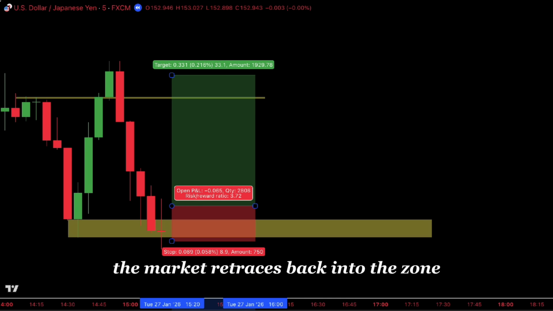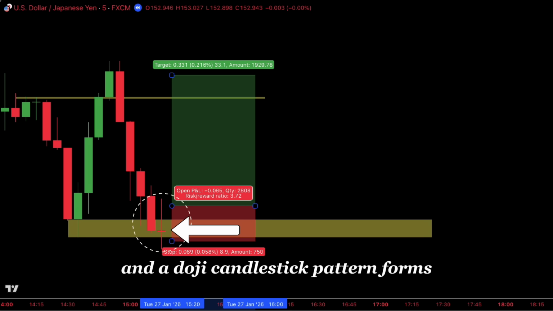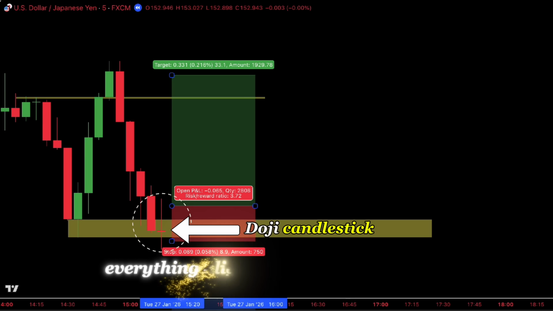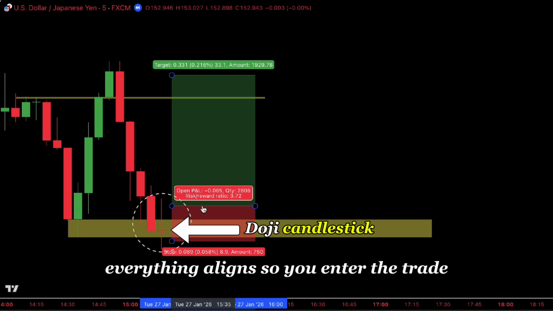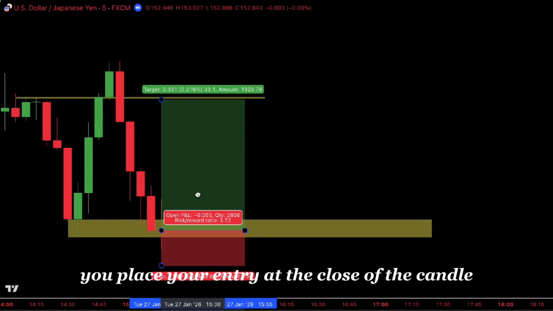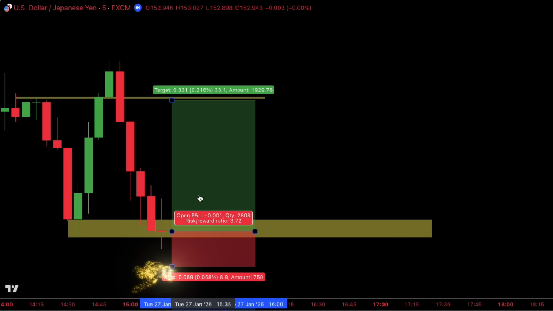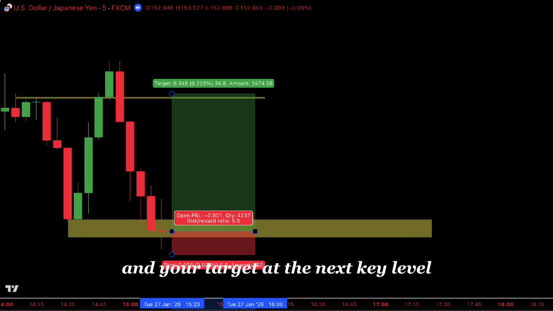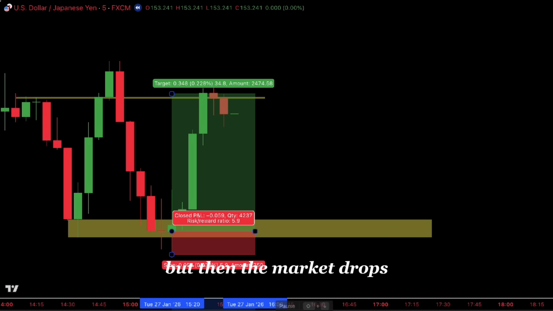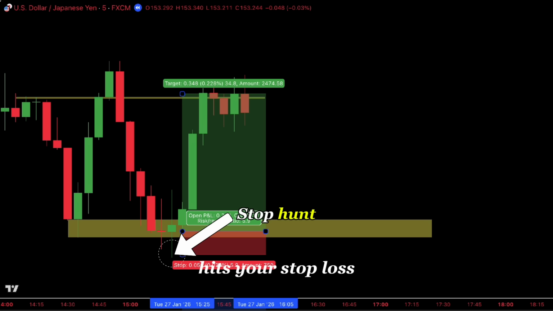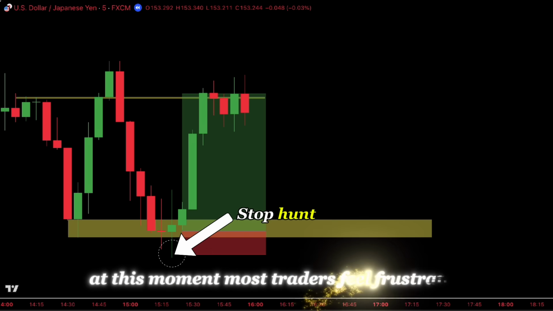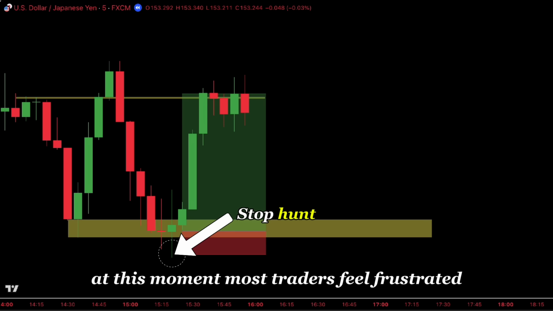The market retraces back into the zone, and a doji candlestick pattern forms. You wait for confirmation. You check the higher time frame. Everything aligns, so you enter the trade. You place your entry at the close of the candle, your stop loss below the zone, and your target at the next key level. But then, the market drops, hits your stop loss, and then moves exactly in your direction, without you.